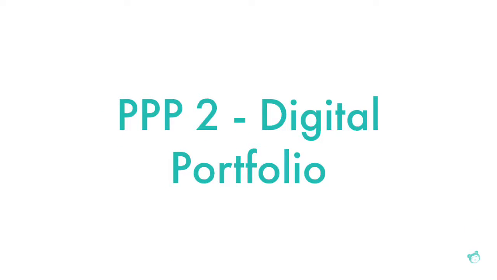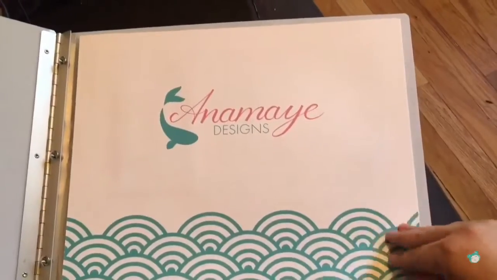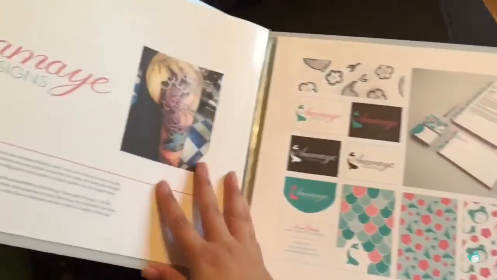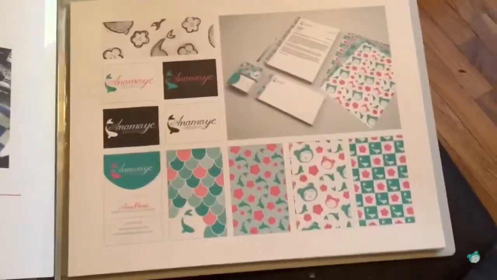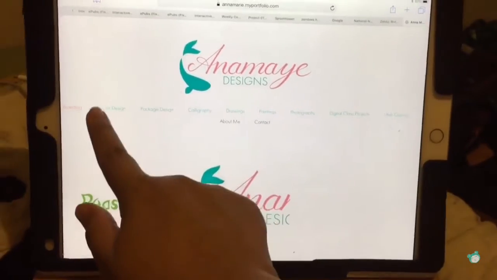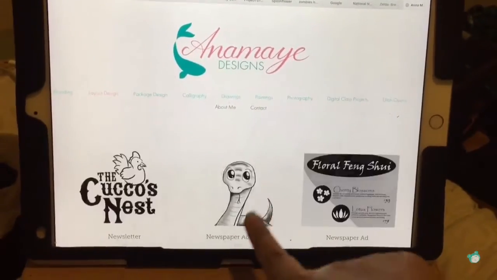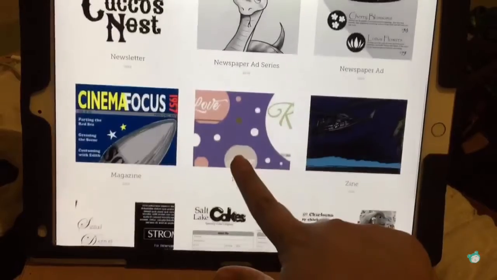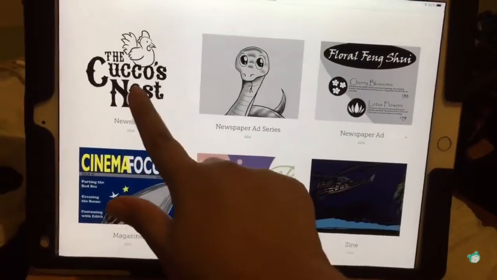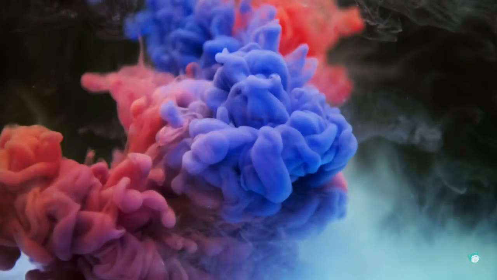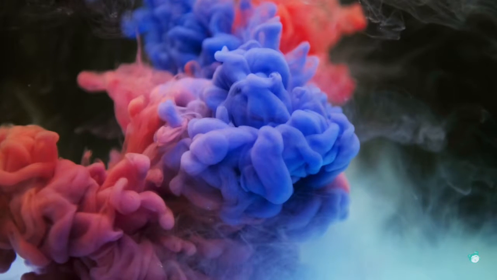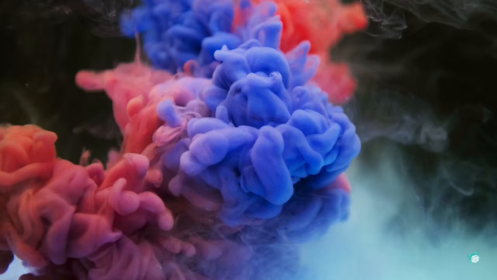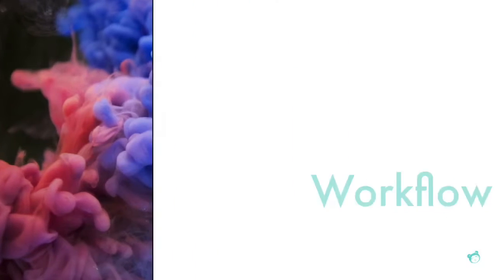So for my first project, I want to focus on my digital portfolio. As I previously mentioned, I do have a physical portfolio that we put together in the Port Dev class. I also have a website that has a lot of my projects on it, but it has a different layout than the physical portfolio. So my goal for this project is to combine the two and create a digital portfolio with the same layout as the physical one.